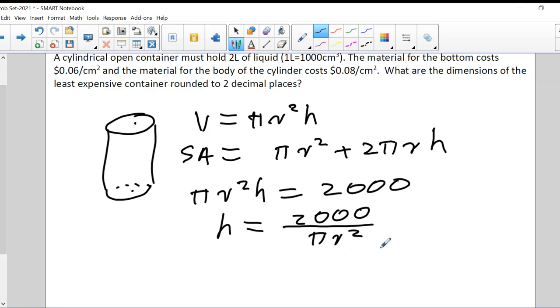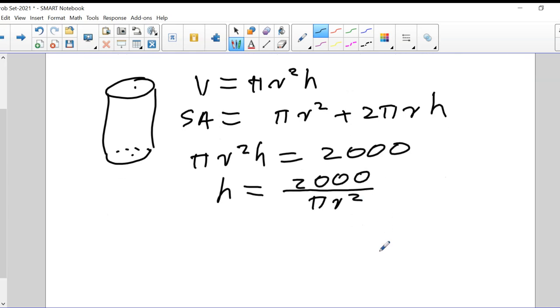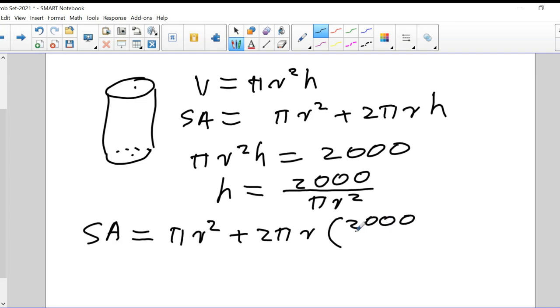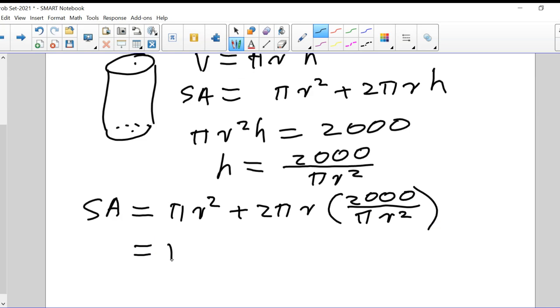All right. Now I'm ready to put this all into my surface area formula. And my surface area now, this is without the costs. This is before we get to the costs. We'll get to the costs in a minute. My surface area is just going to be equal to pi r squared plus 2 pi r times 2000 over pi r squared. Okay, which if I simplify the second part of this, that's 2 times 2000, which is 4000. And that pi will cancel out. I'm going to be left with 1 r at the bottom here still.